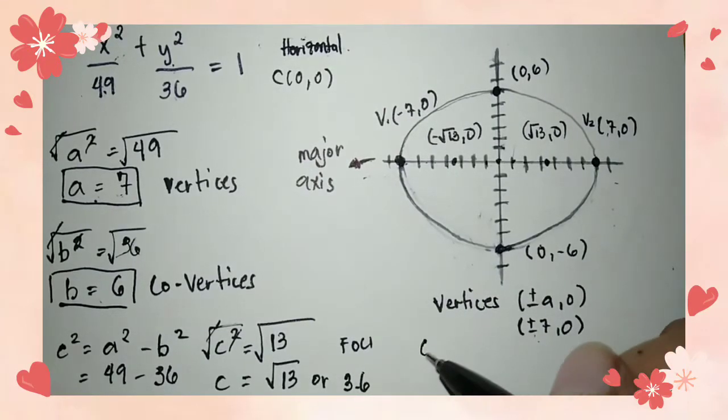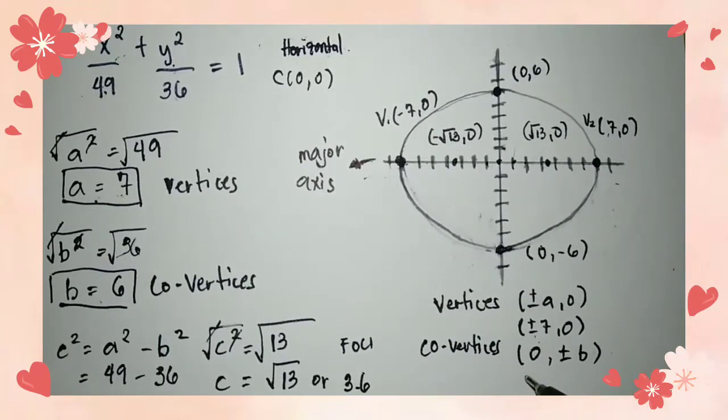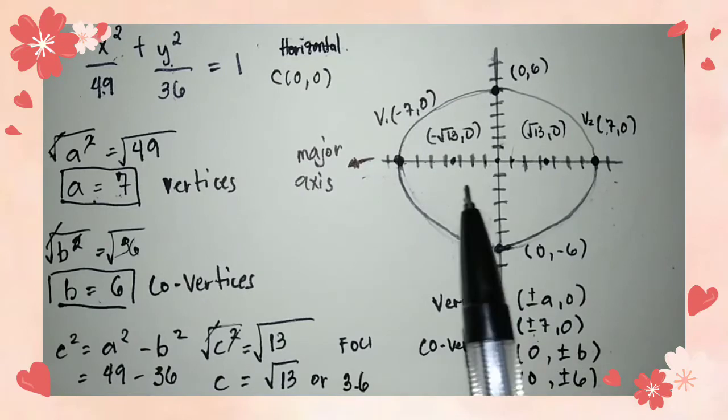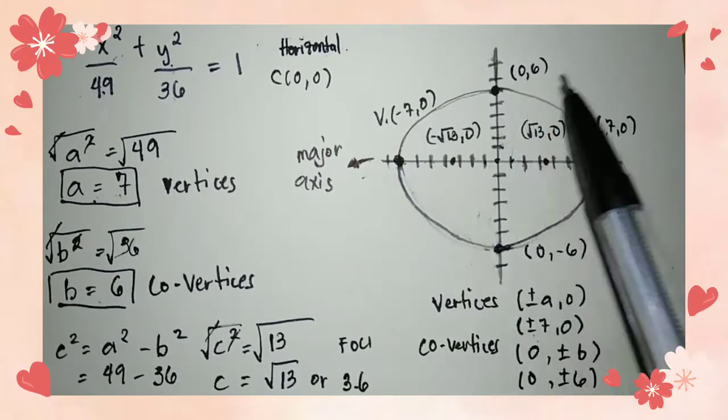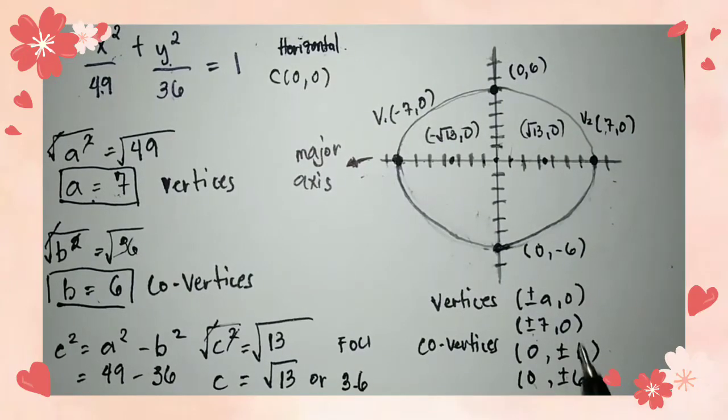How about the co-vertices? 0 and positive and negative B. So, we have 0 and our B is 6. Okay, so take a look at this. Tingnan natin kung tama ba siya sa ating coordinates. We have co-vertices at 0 and positive 6, 0 and negative 6. Okay, so tama din siya.